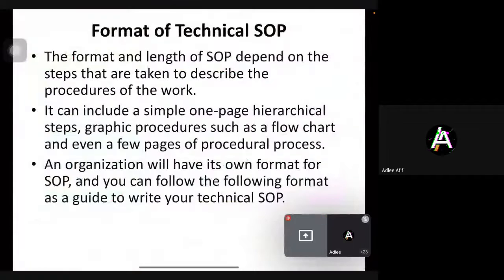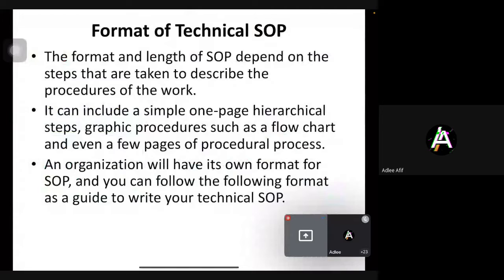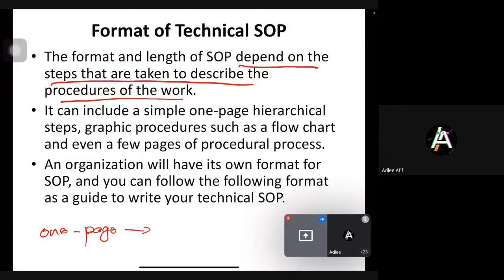Right, so the format of technical SOP, the format and length of SOP depend on the steps that are taken to describe the procedures of the work. So it can be one page up until 2 to 3 pages, or maybe more.